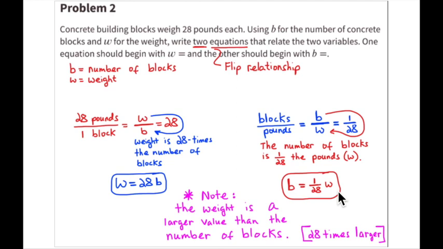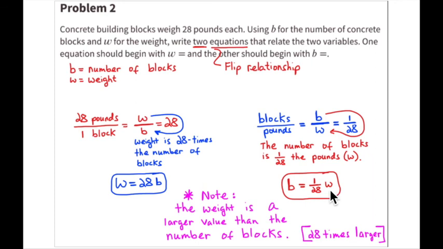Yeah, that's right. So 1 pound, and it takes a while. You got to just work through it. 1 pound is 1/28 of a block. So the number of blocks is equal to 1/28 the number of pounds. I only have 1 pound. I can only use 1 pound.